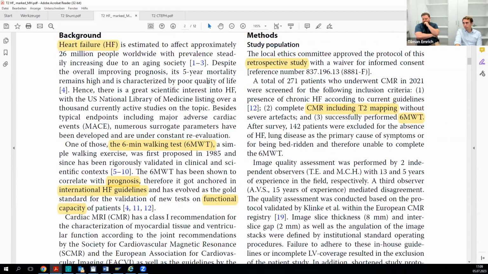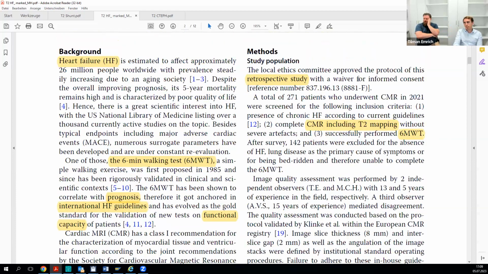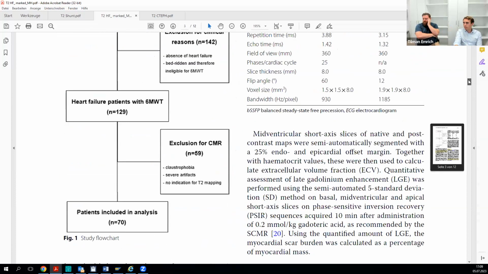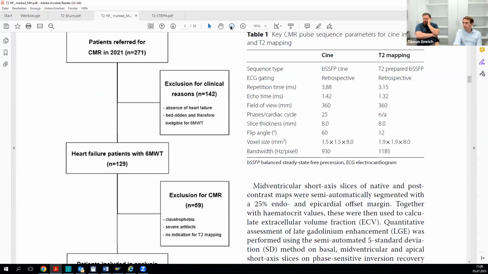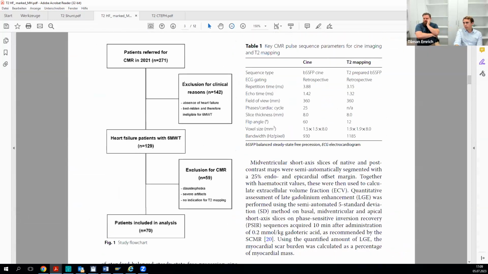So to prove that, we set up a retrospective study at our center. We screened roughly 300 patients, and if we move along to the flow chart here, you can see the majority of those patients, the big chunk, actually had to be excluded because they were not heart failure patients in the end, but had a different disease that was the cause of their symptoms, or they were bedridden and therefore couldn't participate in the 6-minute walking tests.